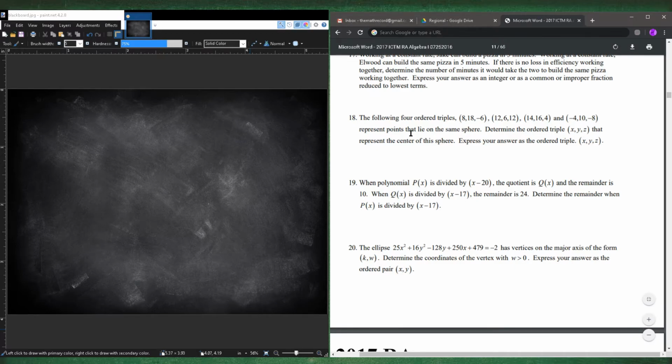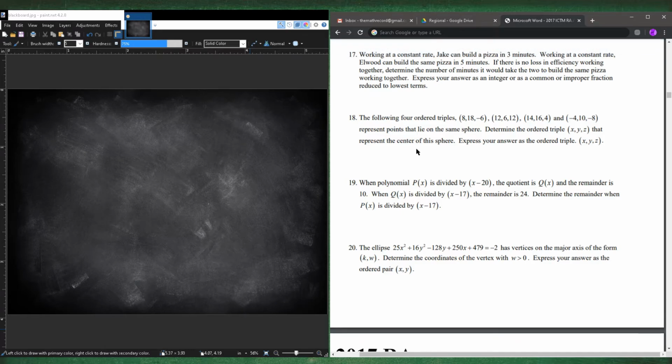Overly long, but it's a pretty cool question to do. So if you don't solve this, it's understandable. It's long and kind of complicated. So undoubtedly 18 is probably the hardest in this contest.